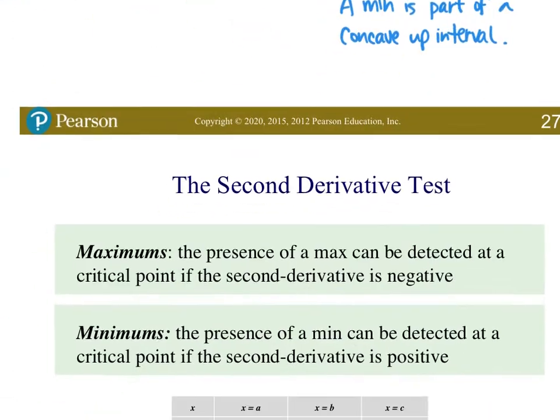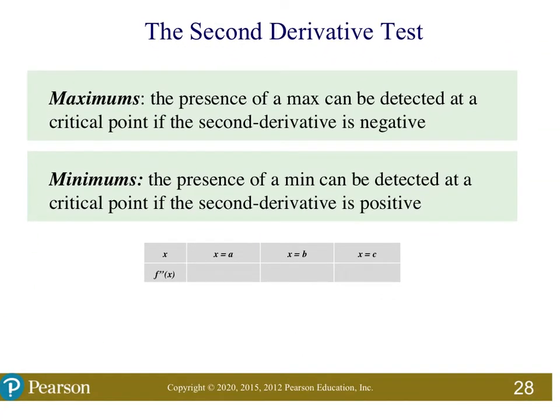So that leads us to the second derivative test. The presence of a max can be detected at a critical point if the second derivative is negative. And then similarly, the presence of a min can be detected at a critical point if the second derivative is positive.